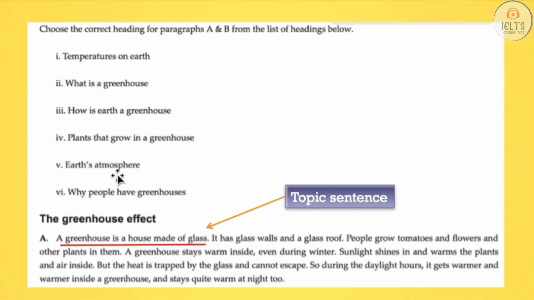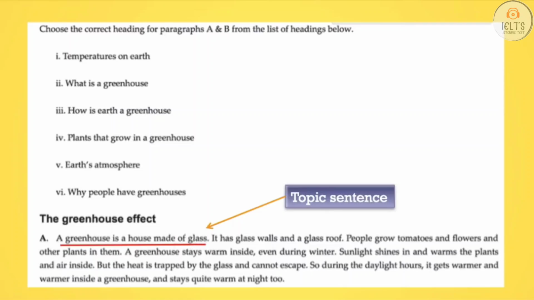Earth's atmosphere. No, they don't talk about the Earth here. Why people have greenhouses. No, once again, they don't talk about people or that, so that's irrelevant. So the only two things we do see here is what is a greenhouse and plants that grow in a greenhouse. These two information is there in the paragraph. But as I said earlier, we need to choose the correct heading, not the information.